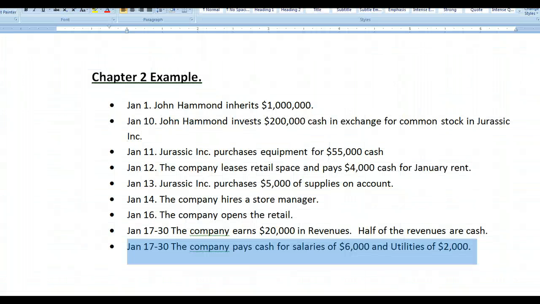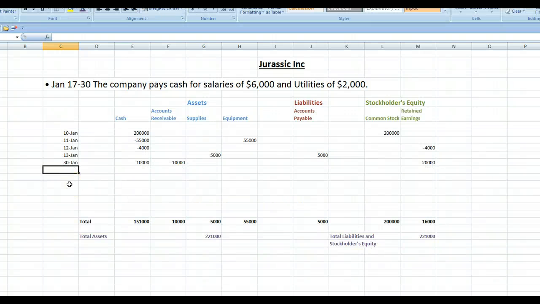The final transaction is between January 17th and 30th. The company pays cash for salaries of 6,000 and utilities of 2,000. Let's go and put that in the accounting equation. We'll record the date as 30th of January. Now we paid salaries of 6,000 and utilities of 2,000, both in cash. That's a total of $8,000. We would say that cash went down by 8,000 because we paid out cash for those expenses.